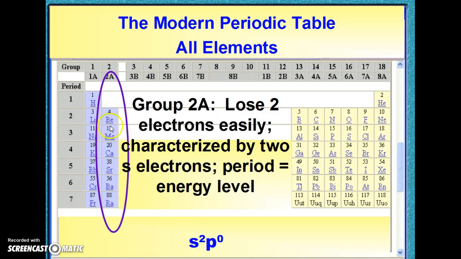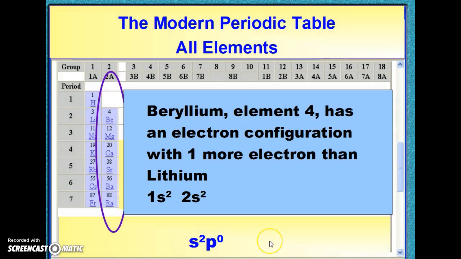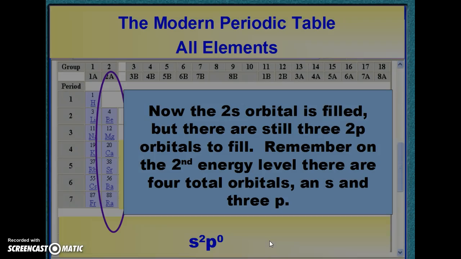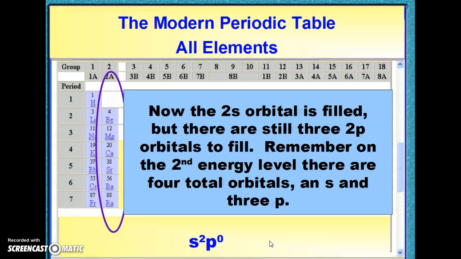Group 2A, or 2, loses 2 electrons easily. It's characterized by 2s electrons, and its period is equal to its energy level. And so here with beryllium, we have a 2s2 characteristic electron. And there are your boxes. Now the 2s orbital has been filled, but there are still 3 2p orbitals to fill. Remember, on the second energy level there are 4 orbitals in all, 1s and 3 p's.